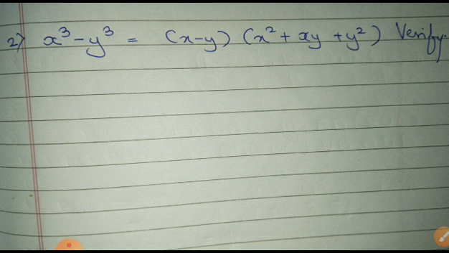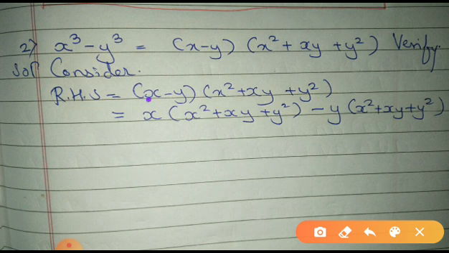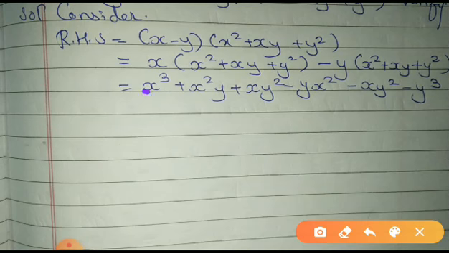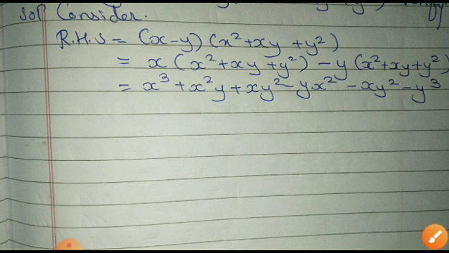This again we are going to verify. That means again show that your LHS and RHS are equal. Same way, I am not going to consider your LHS, but I'll be considering the RHS. So the RHS I have written, and just multiply x to the bracket and minus y to the bracket. You'll be getting x cube plus x square y plus xy square. Since here it is minus sign, when we multiply the negative sign inside the bracket, all the signs change. So you'll be getting minus y x square minus xy square and minus y cube.